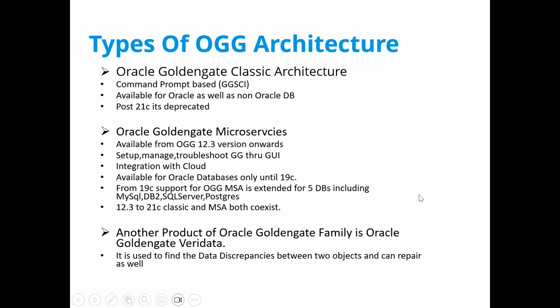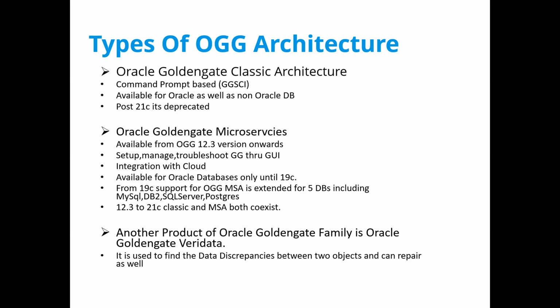Now there is one more product in the GoldenGate family, which is called Veridata. Veridata, as the name suggests, verifies the data. It is another product in the GoldenGate family, which is used to find the data discrepancies between two objects, and it can repair those discrepancies as well.